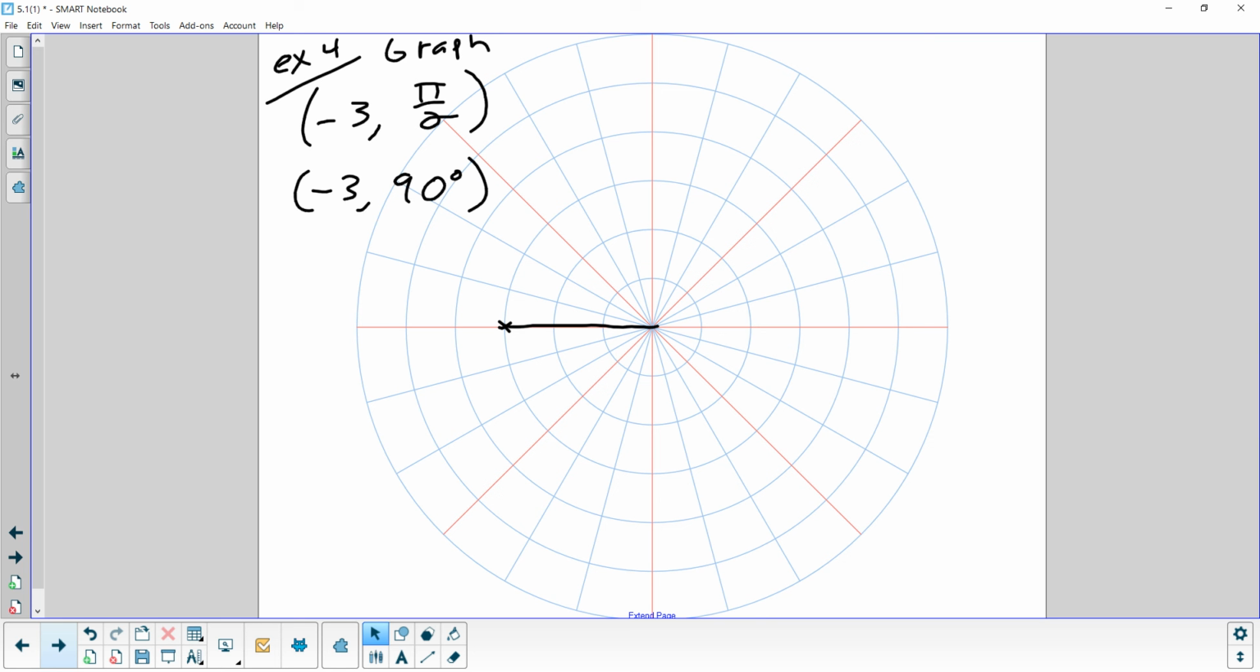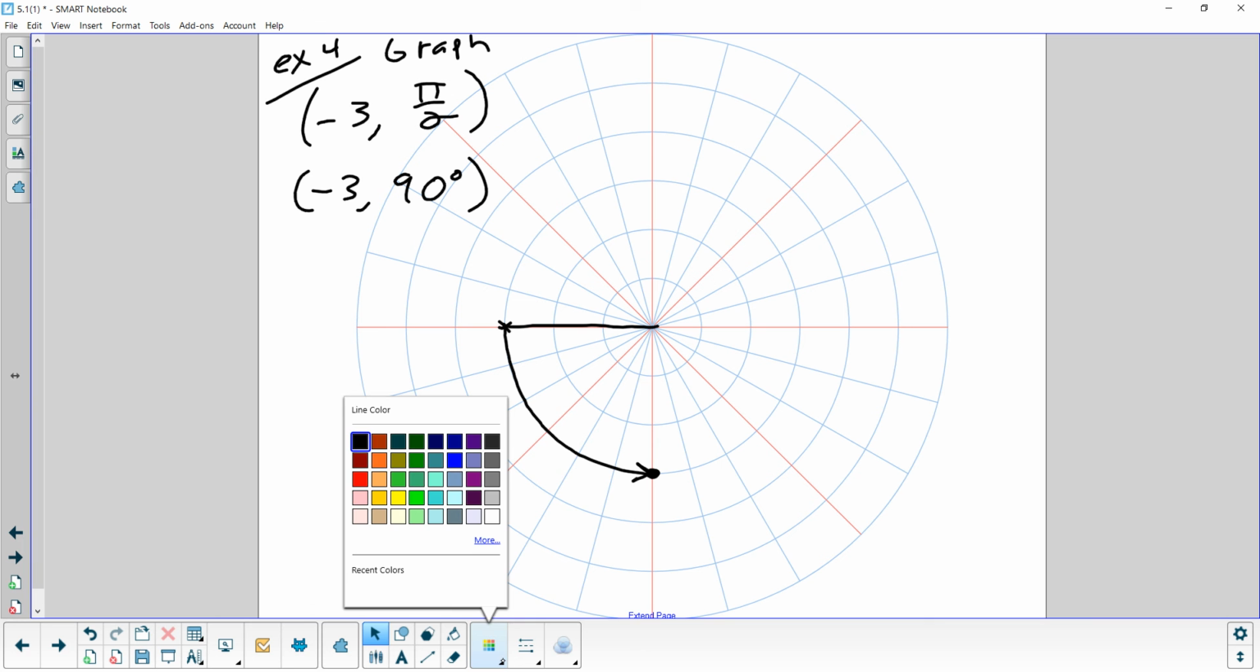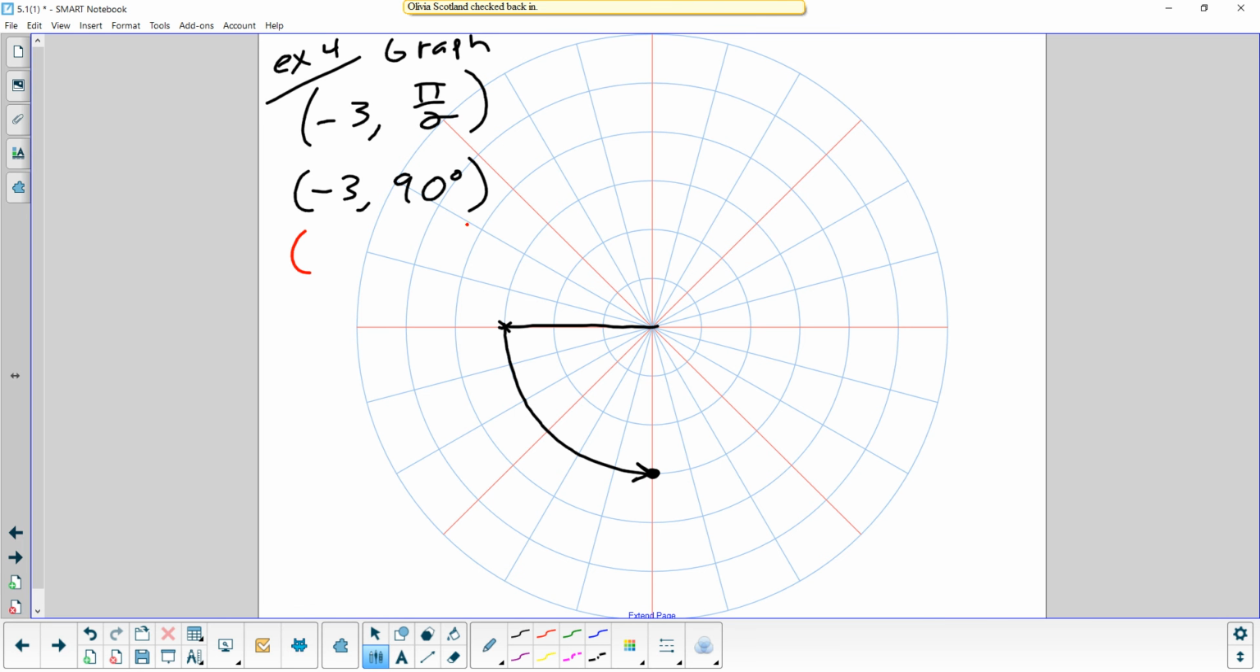And Aiden, which way would we go for 90 degrees? Counterclockwise. Counterclockwise 90 degrees from that point. Okay? So counterclockwise 90 degrees would put me right there. Okay. Questions on graphing that one? Okay. What is another way that I could get to that same point besides negative 3, 90?